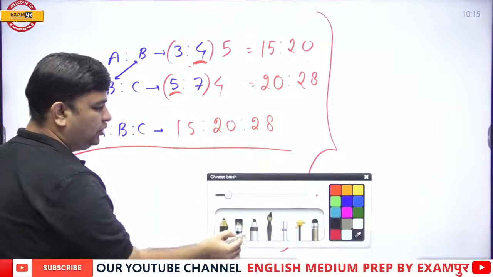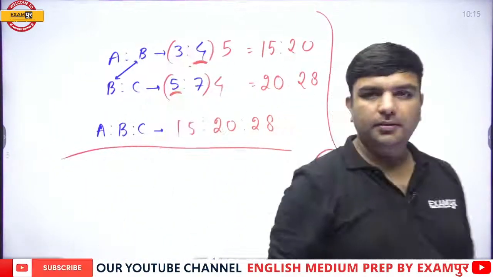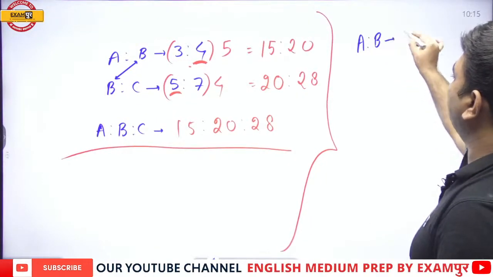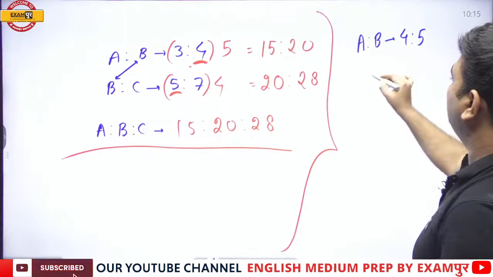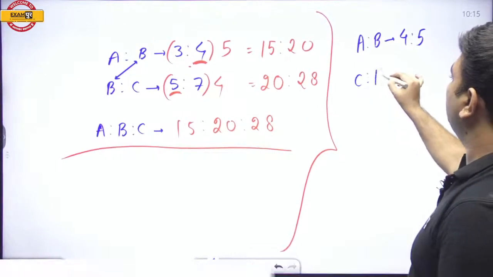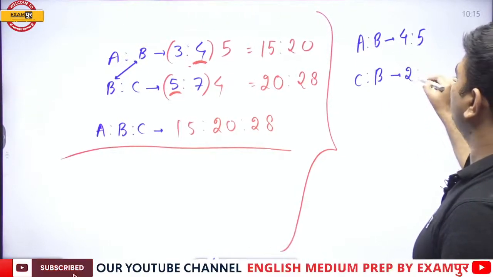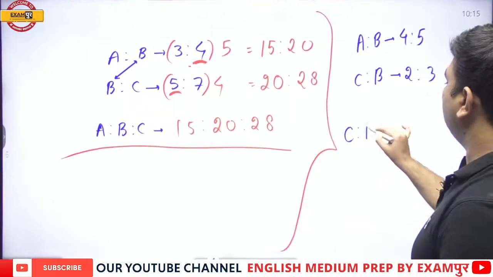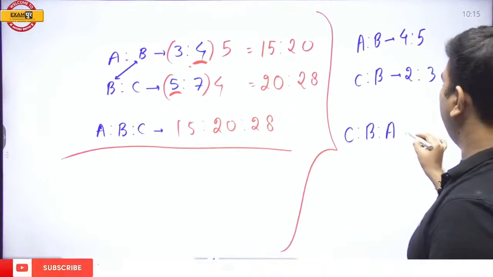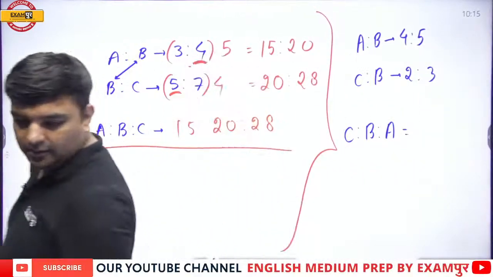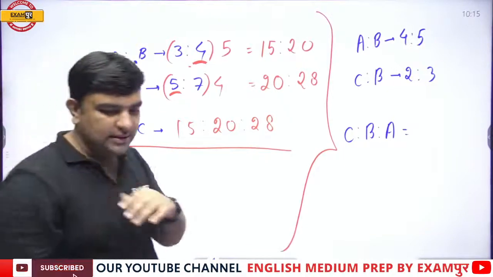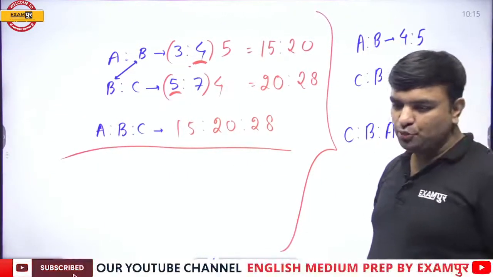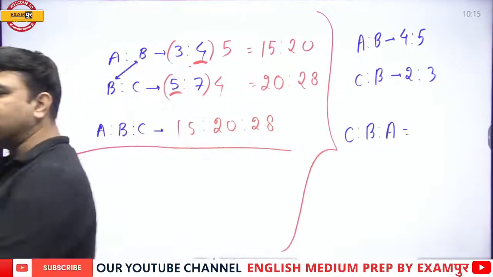What about if I talk about another example? A ratio B, 4 ratio 5. C ratio B, 2 ratio 3. What is CBA? Please do take care while answering.